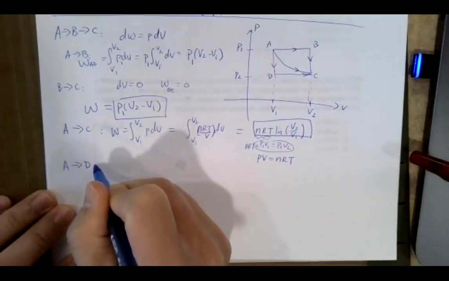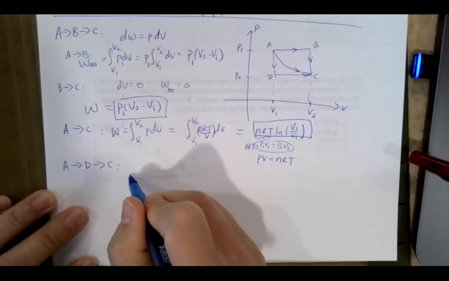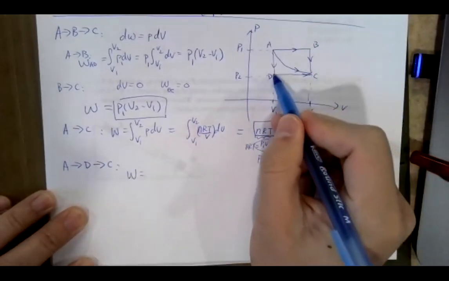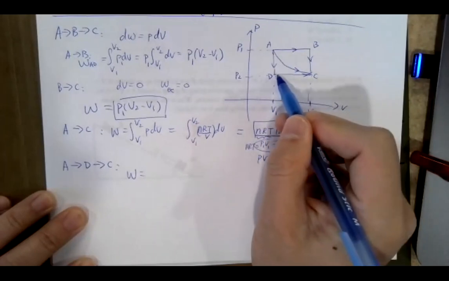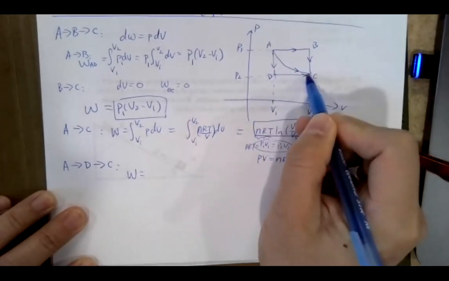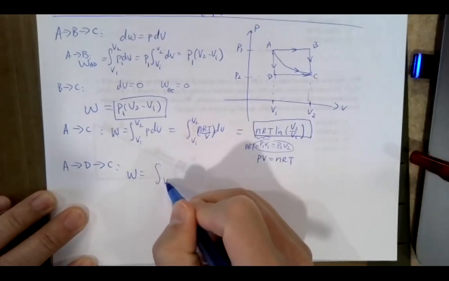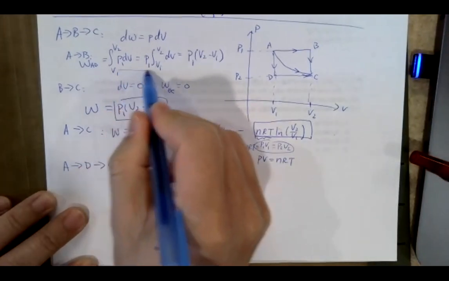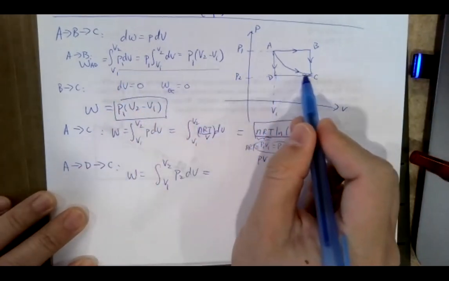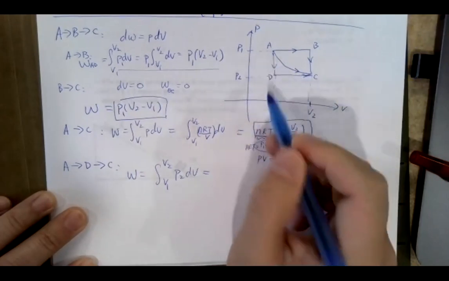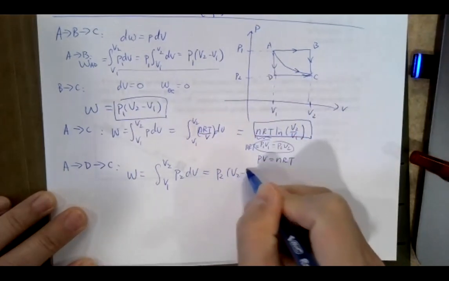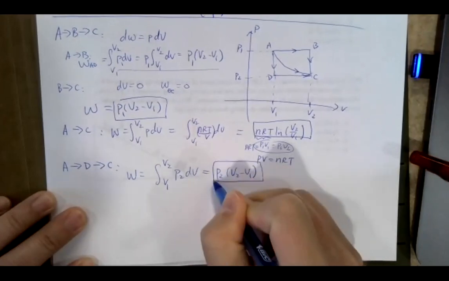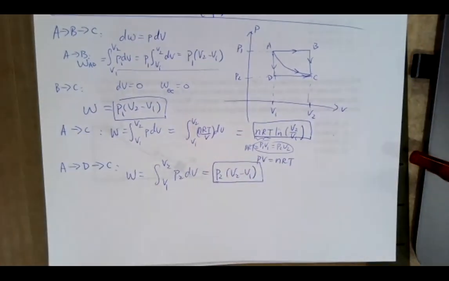If you take the path of A to D to C, then from A to D the volume doesn't change, so the work will be 0. From D to C, you'll be integrating from V1 to V2 of P2 dV, similar to A to B, because it's also a constant pressure process. So it will be P2 times V2 minus V1. So you can see that if you are taking different paths, then the work done by the gas system will be different.